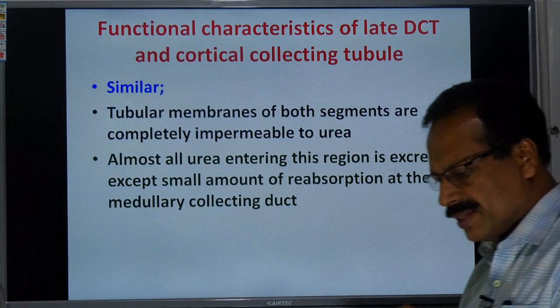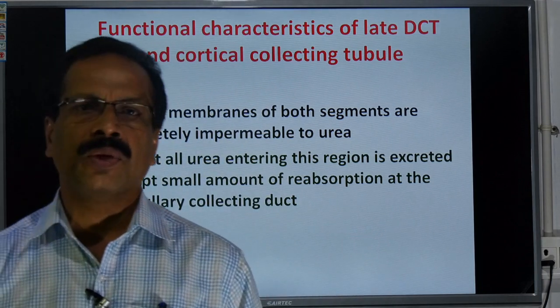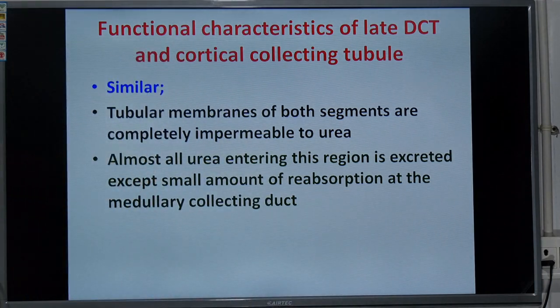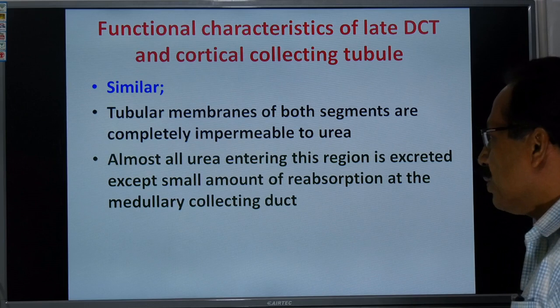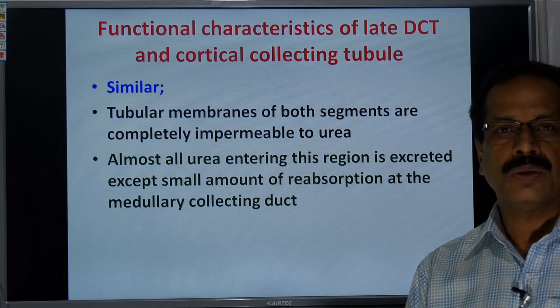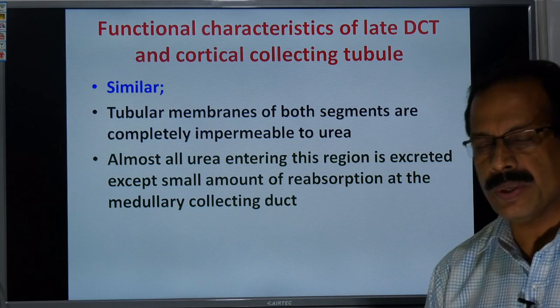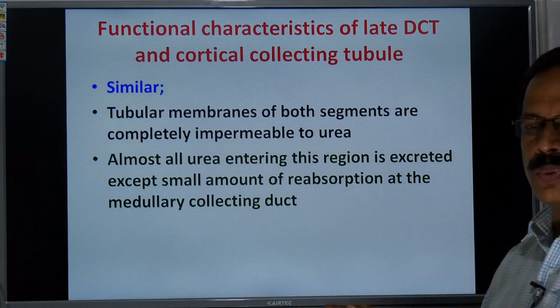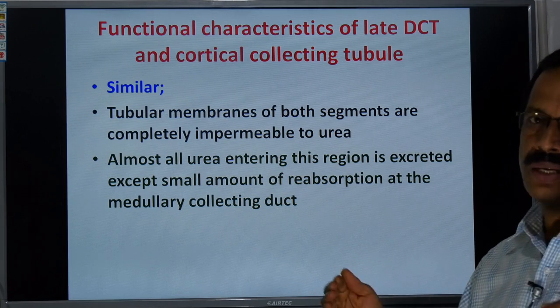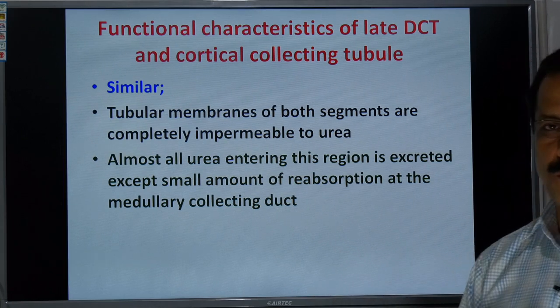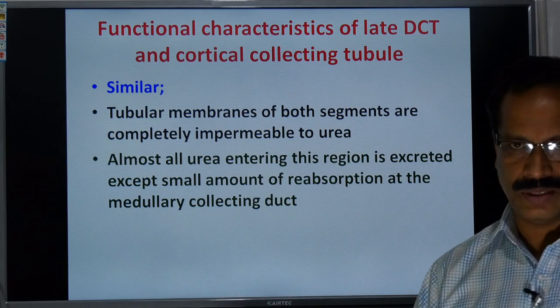And as I said before, the functional characteristics of the late distal convoluted tubule and cortical collecting tubule are quite similar. They both are involved in the regulatory reabsorption of water, and also the reabsorption of potassium under the control of aldosterone. And also these cells are impermeable to urea. So whatever urea is present in the tubular lumen will not be exchanged. So whatever urea is present in the lumen of the tubule will be excreted.